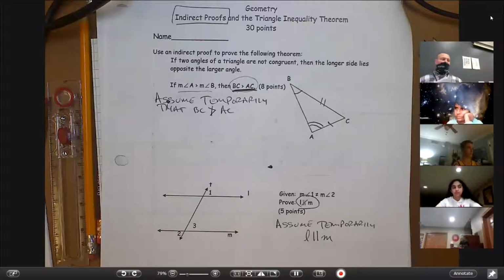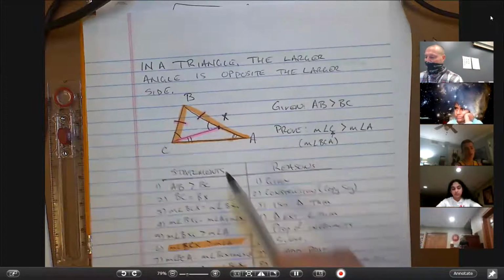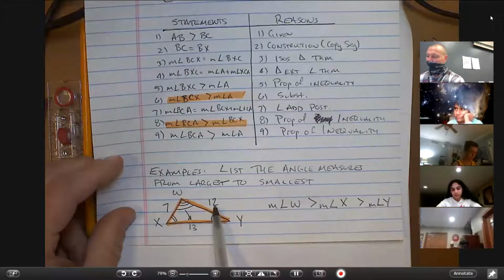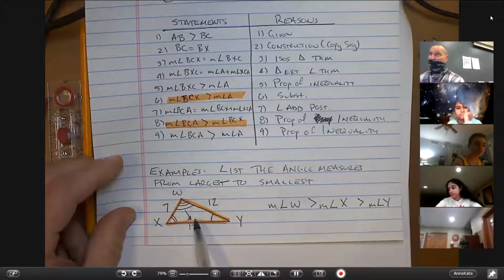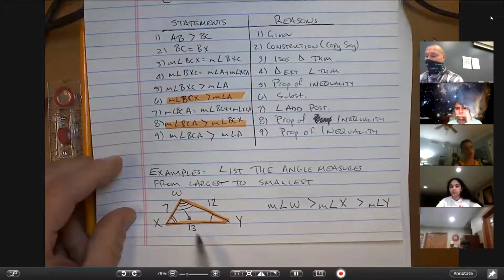So we just concluded proving that in a triangle, if you know different side lengths, so it's more visual or more concrete, you can figure out which angle is larger. And it's always going to be that the larger angle is opposite the larger side.